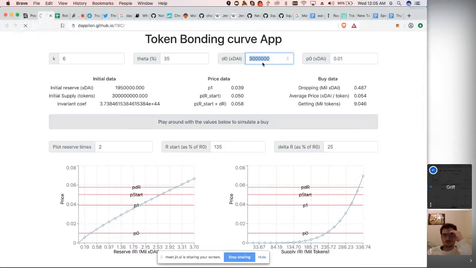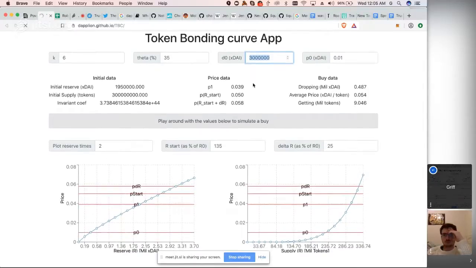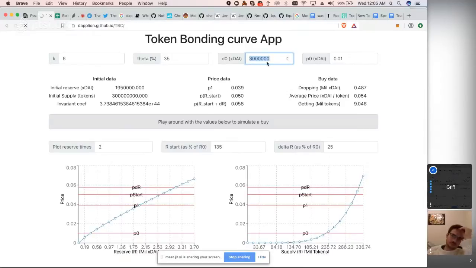It's frozen. Live demo. Yeah, live demo. This is why live demos suck, right?